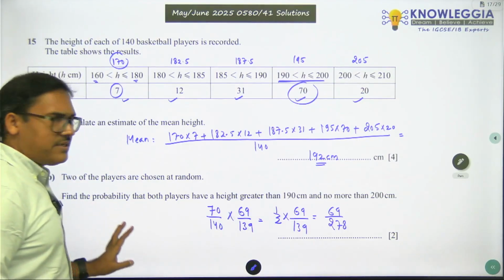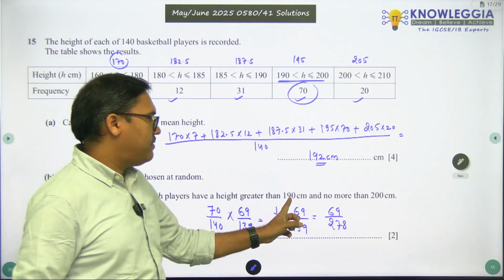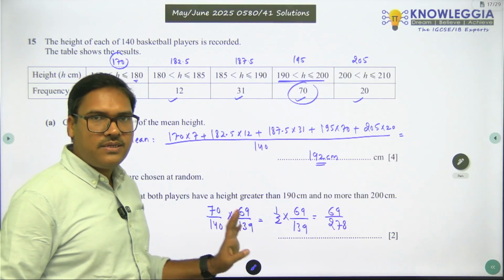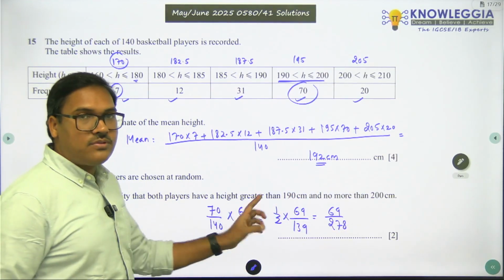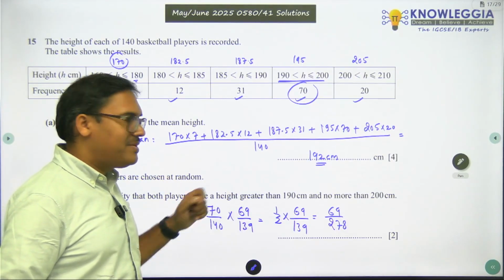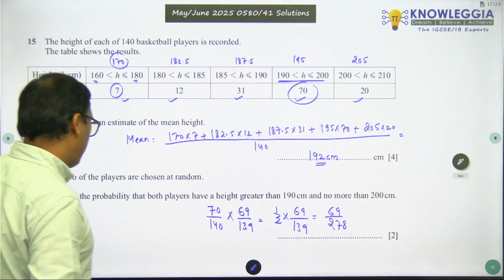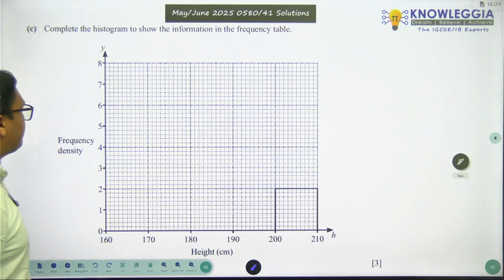Okay, so I hope this is clear. For the first person, what is the probability of getting a person who is 190 centimeters to 200 centimeters? For the second one, out of 70 we have already selected one, so there will be 69, and the second one will be out of 139. This is how you can solve this one.